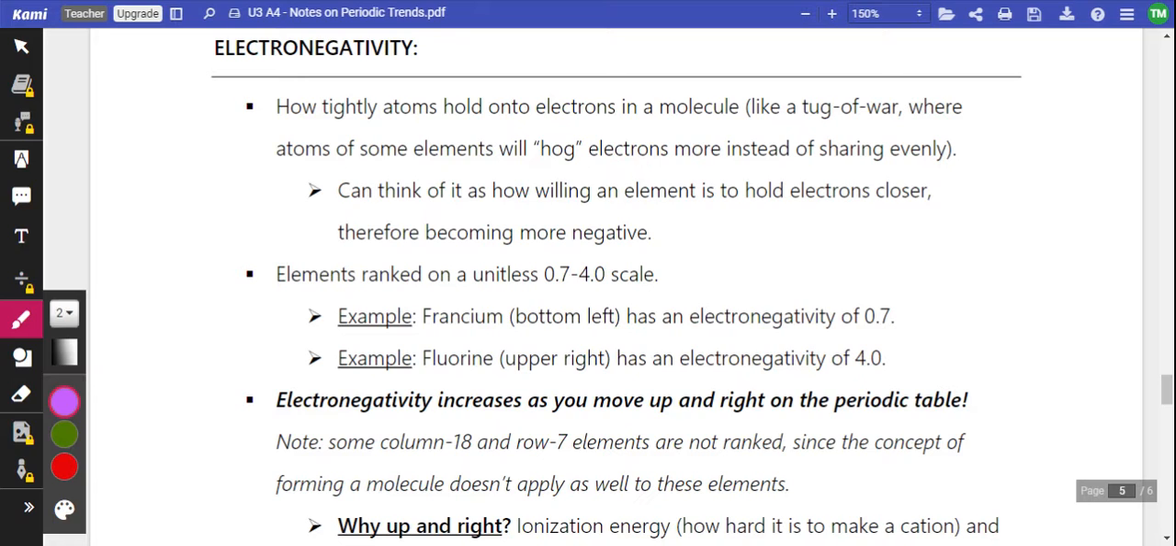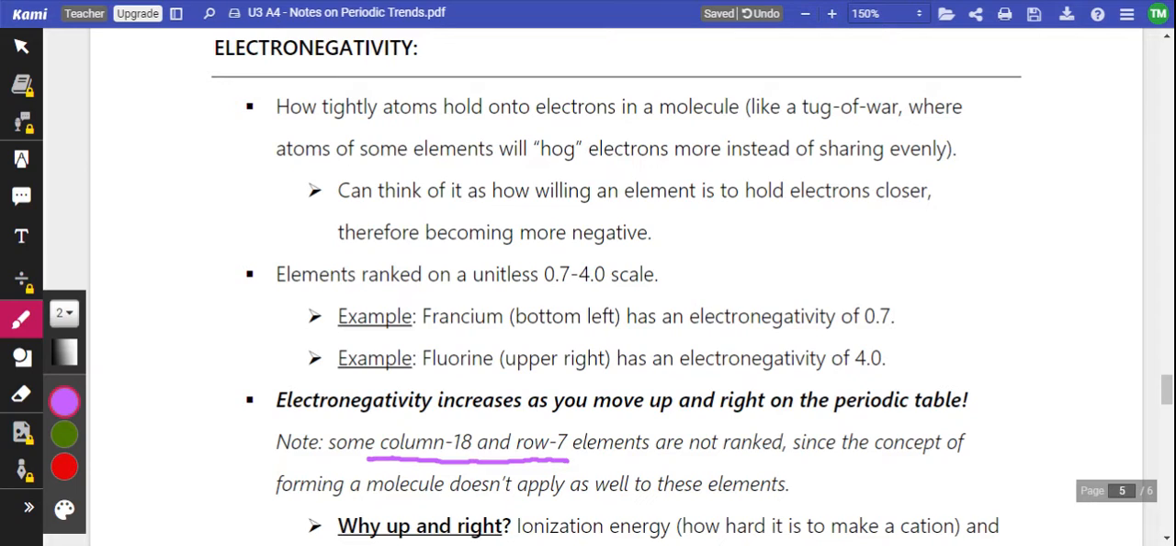Now, if you see the trend from there, that the biggest electronegativities are up in the top right, you might say, oh, well, then helium should have the biggest electronegativity. So why is fluorine at the top of the scale with 4? Well, we don't count some things. Some stuff in column 18 and row 7 are not ranked because of how we define this.